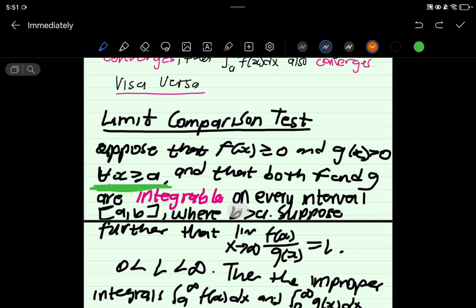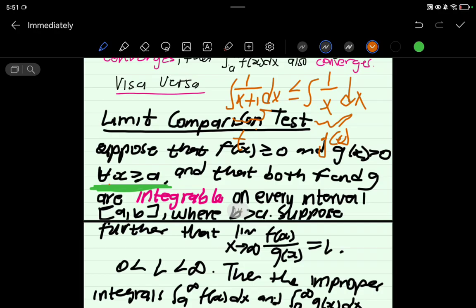And then suppose further that the limit, here we're talking about this, right? It's a limit comparison test. Let's say first I'm given this 1 over x plus 1. This is our f of x. If I say that this is less than or equal to 1 over x, now this is my g of x. So what I'm saying here is that I must take this over this. I find the limit, and the limit should exist. That's why I'm saying that it should be greater than 0 or less than infinity. It shouldn't be infinity, it shouldn't be 0.